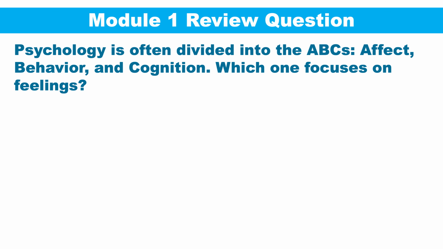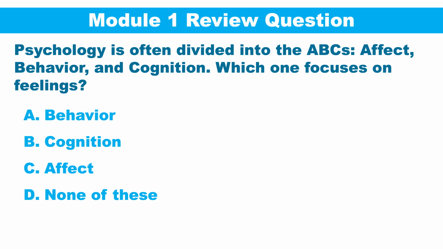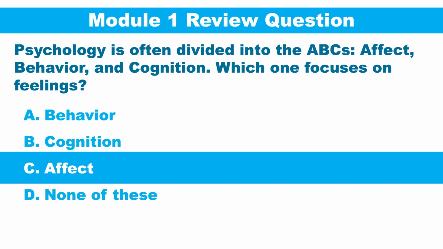But before we jump into today's topic, let's take a moment to reflect on Module 1. Psychology is often divided into the ABCs, affect, behavior, and cognition, which focuses on feelings? A, behavior, B, cognition, C, affect, or D, none of the above. The correct answer is C, affect. Affect refers to our emotions or feelings, an essential part of understanding human psychology.